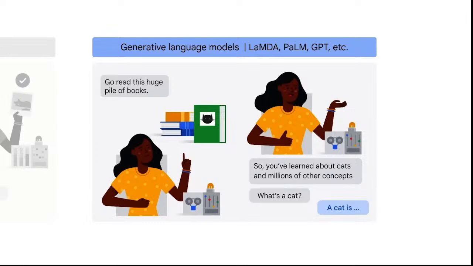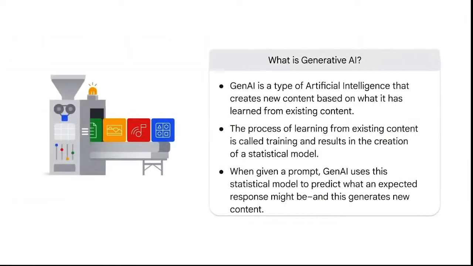So, when you ask it, what's a cat? It can give you everything it has learned about a cat. Now, let's make things a little more formal with an official definition. What is generative AI? Gen AI is a type of artificial intelligence that creates new content based on what it has learned from existing content.